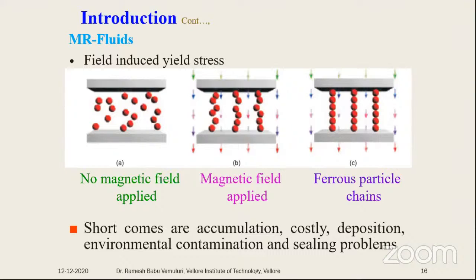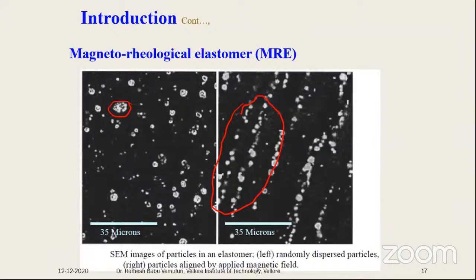Though when compared with the electrorheological fluids, there are definitely advantages. The next type is the magnetorheological elastomer. There also we will have iron particles. These iron particles are not immersed in a fluid, but immersed in a rubber. So this is the same image, before applying the magnetic field and after applying. Here it is mainly showing how it works.